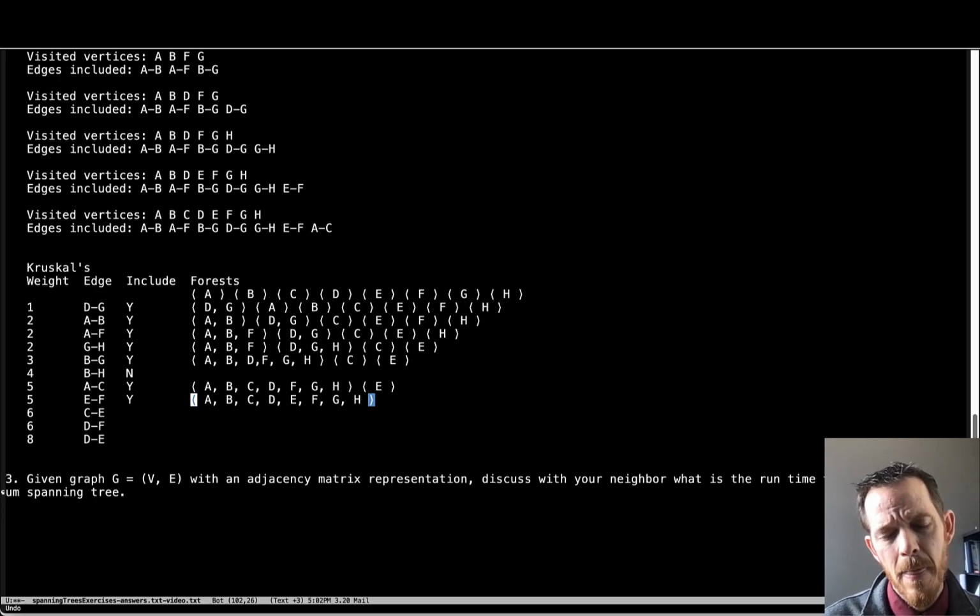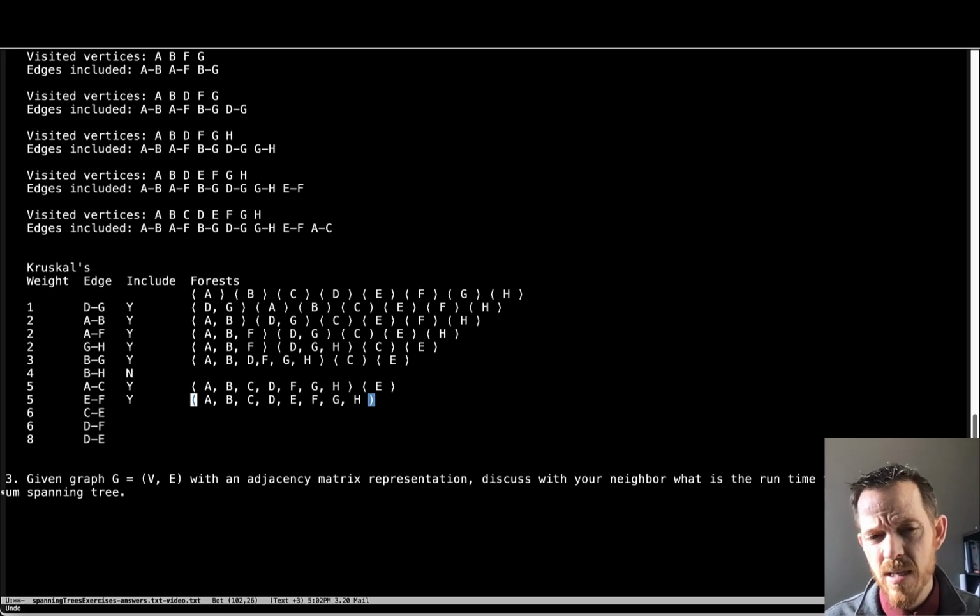Great. Now the last question. Given a graph G with vertices V and edges E, with an adjacency matrix representation, what is the runtime to calculate a minimum spanning tree? And let's also consider adjacency list while we're at it.